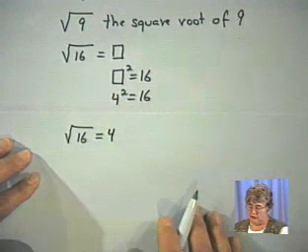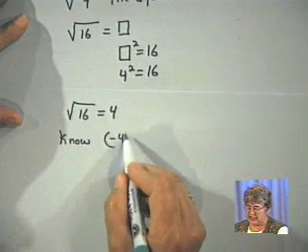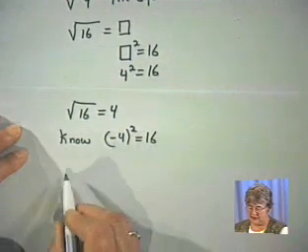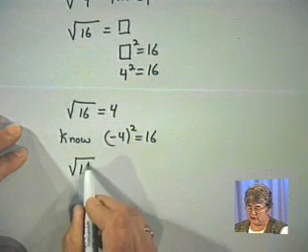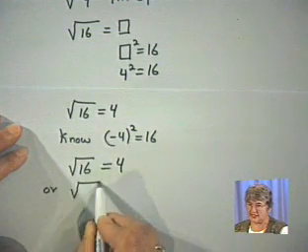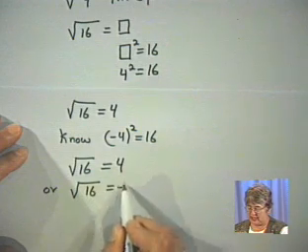But we have another possibility here. So I have two possibilities then for the square root of 16. The square root of 16 could be equal to 4, or the square root of 16 could be equal to a negative 4.